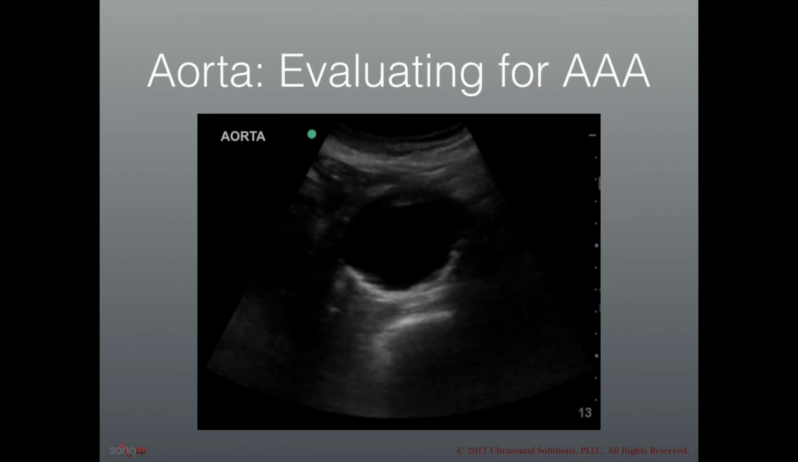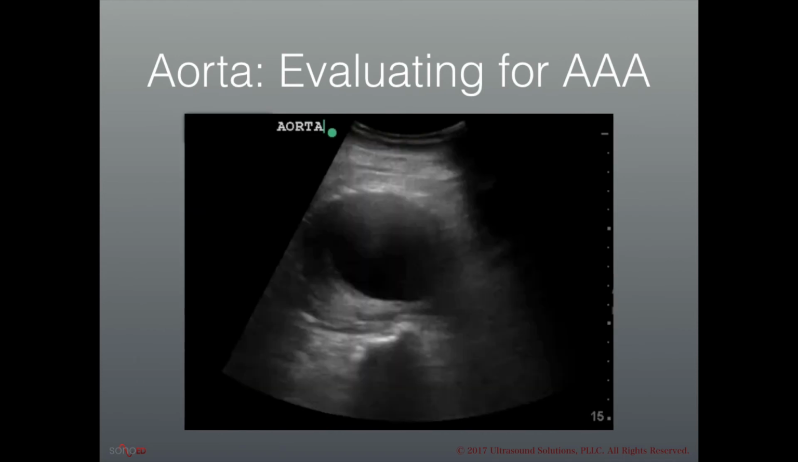Here's an example of a AAA. You'll see the aorta lies just anterior to the spine shadow. If we measure from the anterior outer wall through to the posterior outer wall, you'll see that it measures 5.4 centimeters. And while this can be visually estimated using the markers on the side of the screen, I do recommend obtaining and documenting a specific measurement.